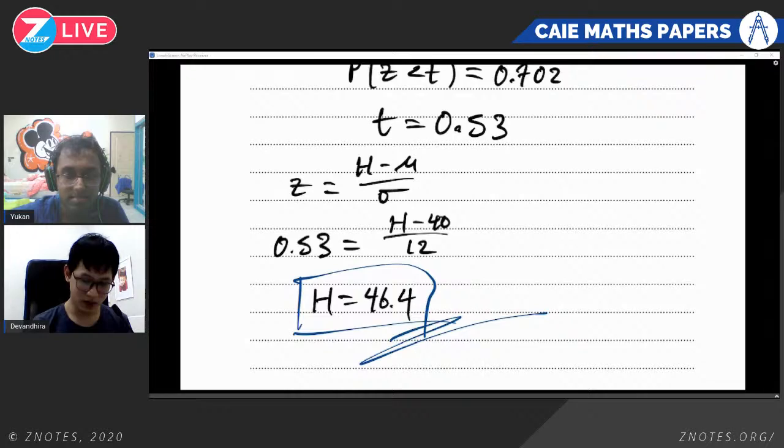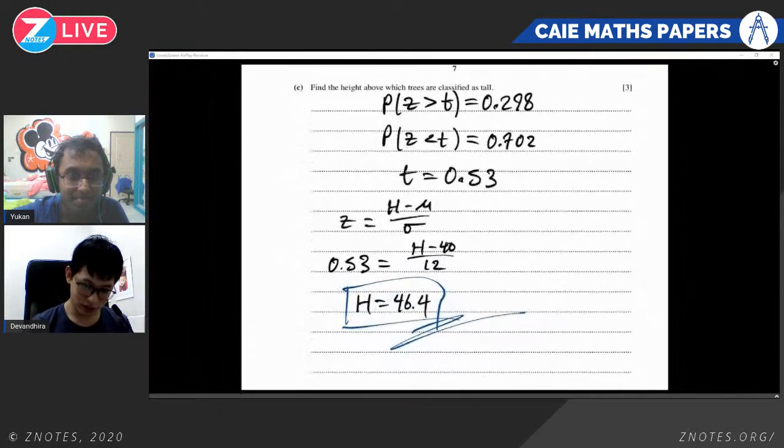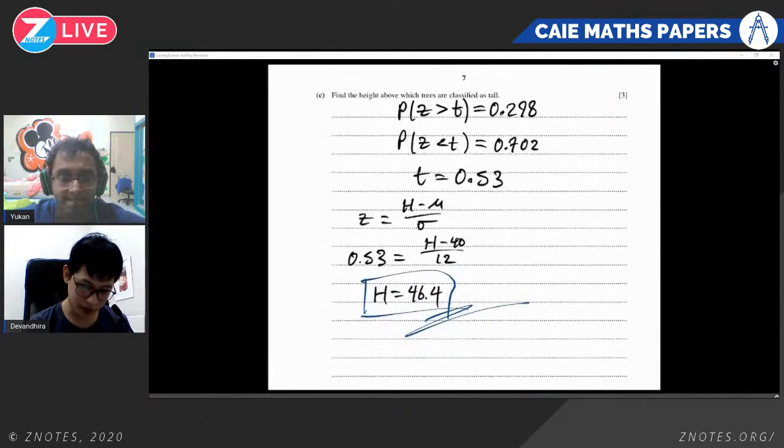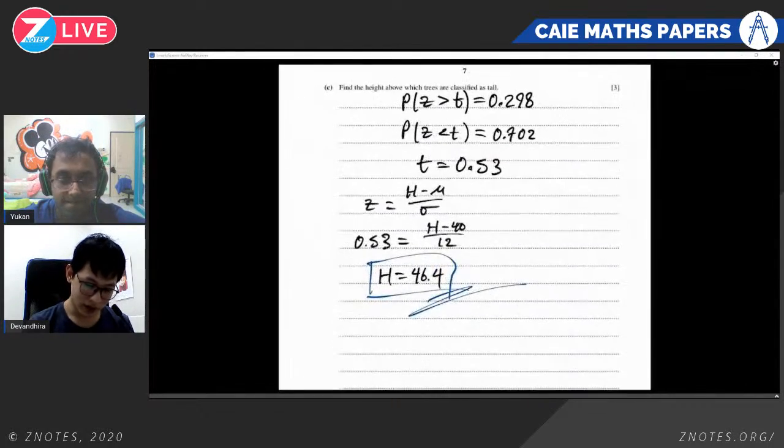Is this correct, Egan? Yep, that's correct. Okay, right. Next question. That's 3 marks for you. Very easy 3 marks. They give you the whole page for that.